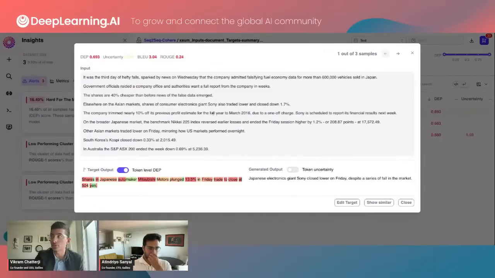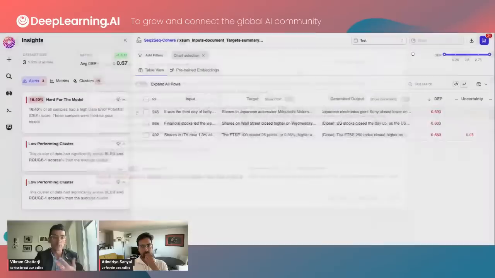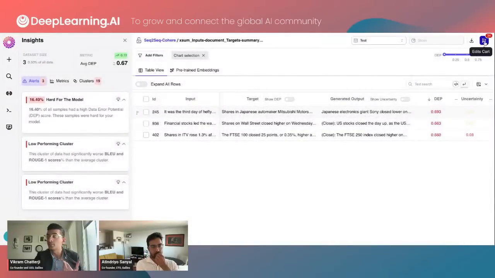My subject matter expert could do this, and it gets added to what we call an edits card, where you're basically improving the input data set, so that you can export and work with a better quality data set for the next run.